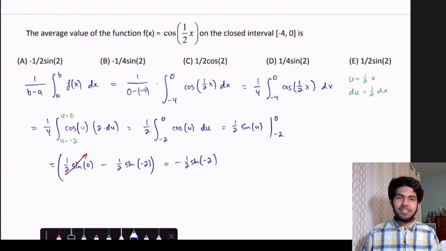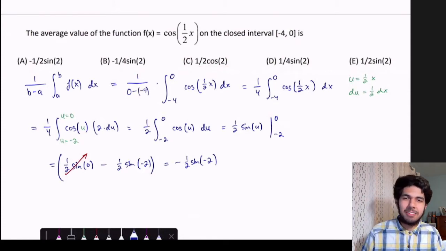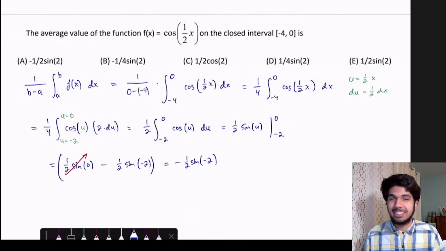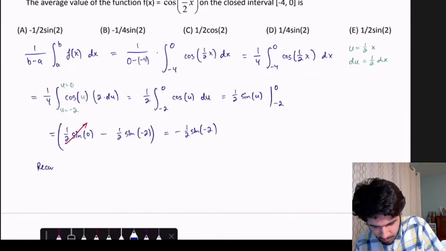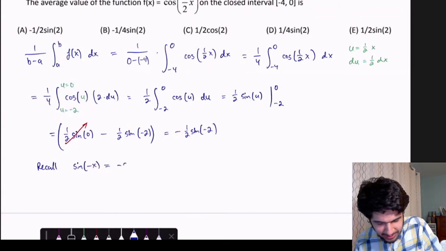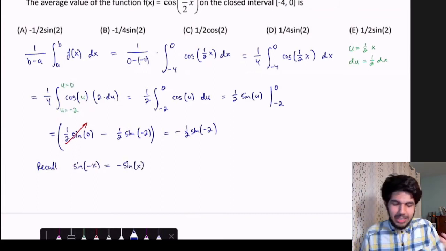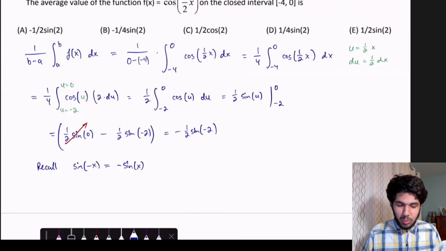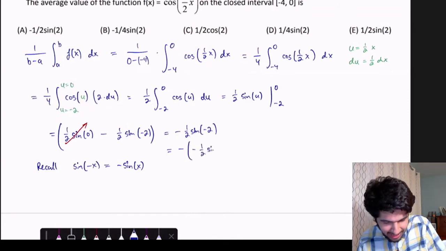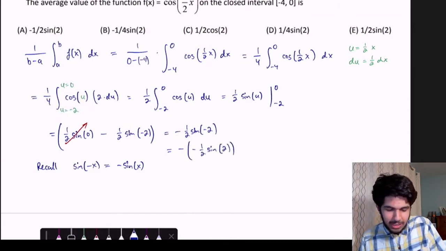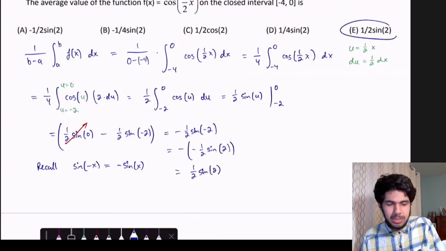And the way we get to the final answer is we take advantage of the fact that sine is an odd function. So we have to recall that sine of -x equals negative sine of x. That's just a property that sine has. So with that in mind, this simplifies to negative times -1/2 sine of 2. And that equals 1/2 sine of 2, which would be e.